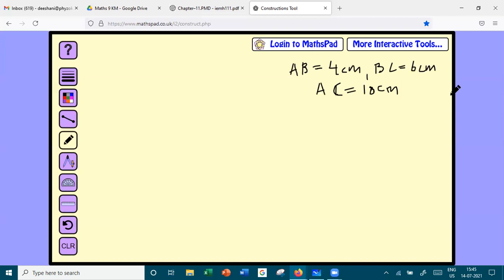Okay. My question was, suppose I tell you that you need to make this triangle where AB is 4 centimeter, BC is 6 centimeter, and AC is 10 centimeter. How will you make it?